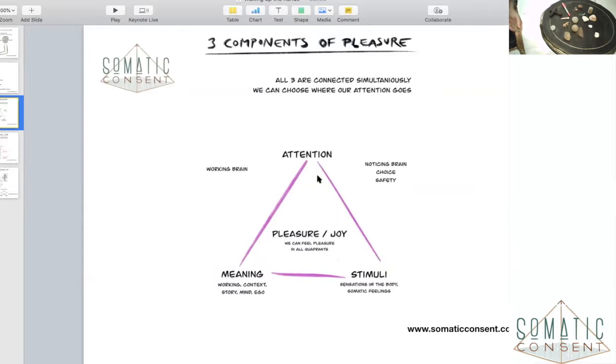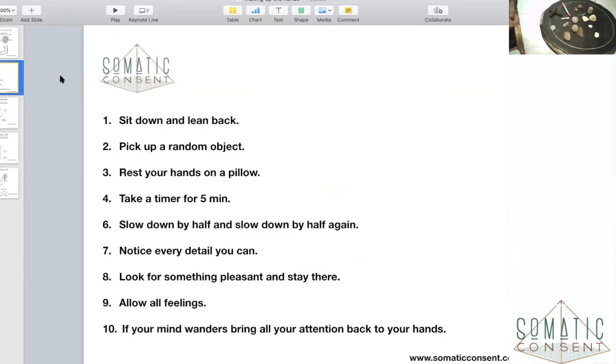The idea is to bring present moment awareness, all of your attention, just to the stimuli. For 5 minutes, all you are capable of, be fully present, just you and your nerve endings feeling something. I want to go back through these steps, and I hope you can all read that. So you sit down and lean back, you relax your trunk, your shoulders and your arms.